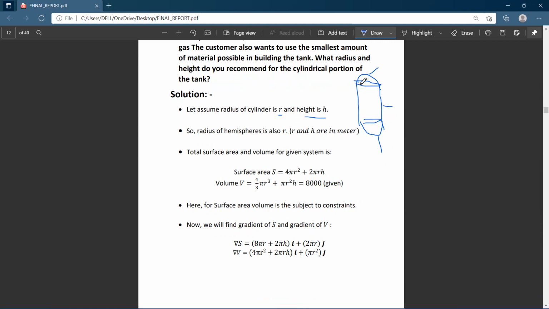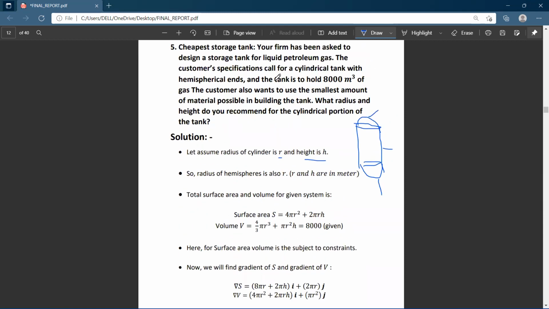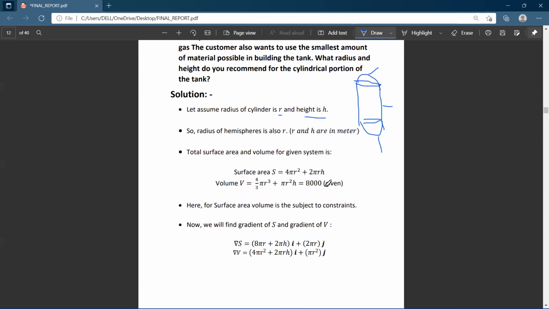Now the volume. This is the sum of the volumes of the two hemispheres and the cylindrical portion. That is 2 by 3 pi r cube plus 2 by 3 pi r cube, so that is 4 by 3 pi r cube, and the volume of the cylindrical portion is pi r square h. It is given that the tank has to hold 8,000 meter cube of gas. So this volume should be equal to 8,000, where units are in meters.